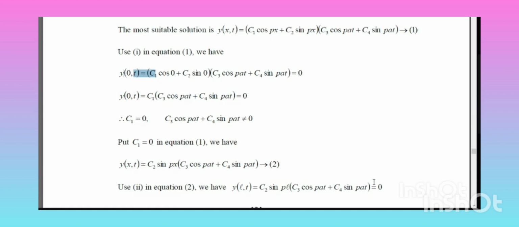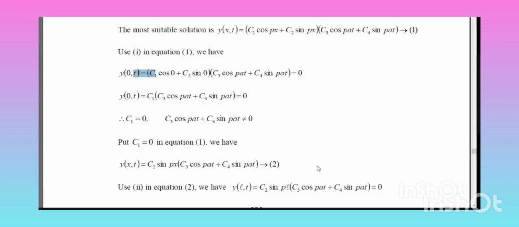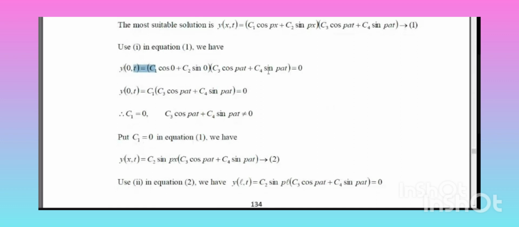So in y(0, t), what is cos 0? cos 0 is equal to 1. sin 0 is equal to 0. cos pat and sin pat, as they are, you have to write. So y(0, t) = c1 (c3 cos pat + c4 sin pat) = 0.